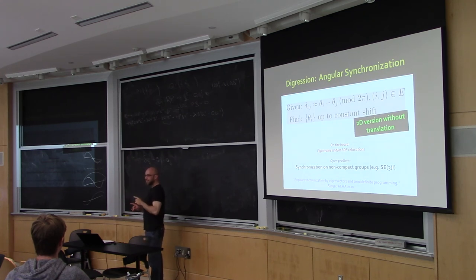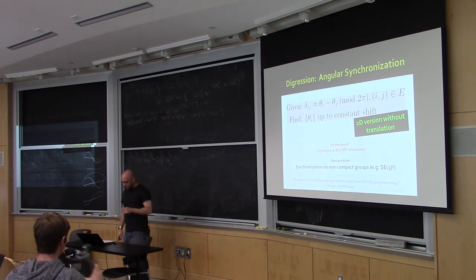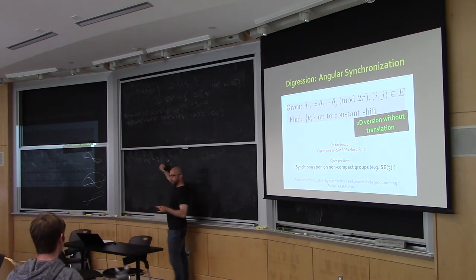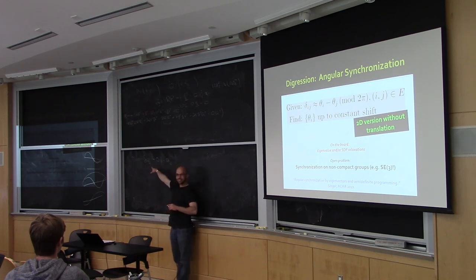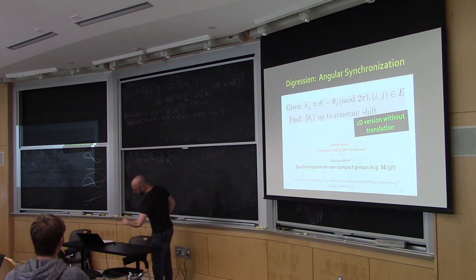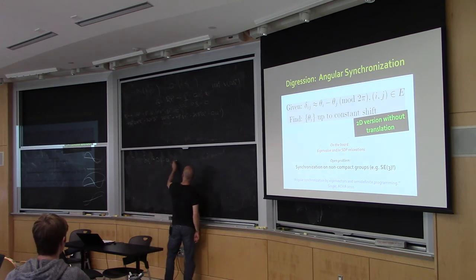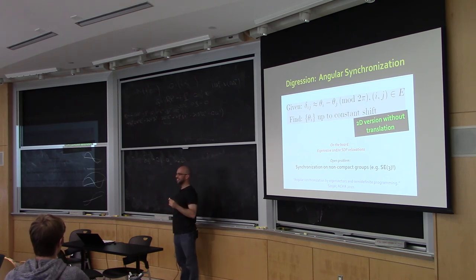Does that make sense? Cool. And the problem is that these things aren't consistent, right? So if I do theta 1 minus theta 2 plus theta 2 minus theta 3 plus theta 3 minus theta 1, by adding together these delta differences here, I likely will not get a multiple of 2 pi. Okay. So how are we going to solve this? And by the way, that's the most algebra we'll do in this class.